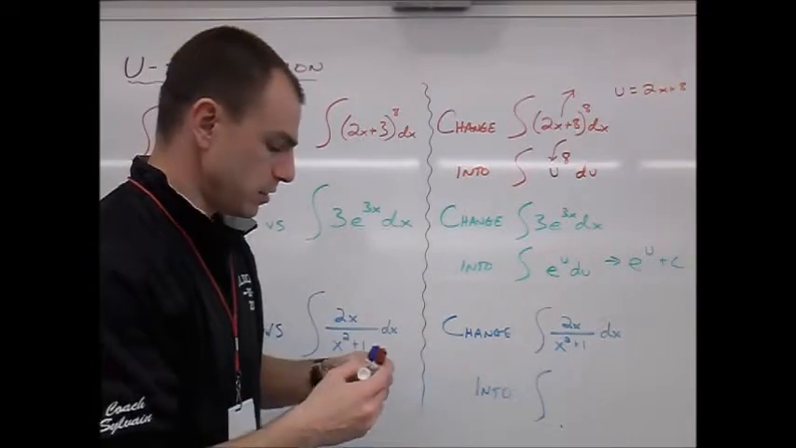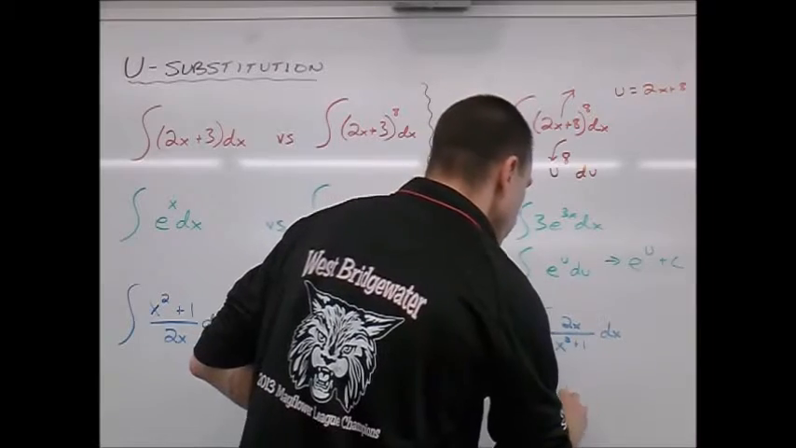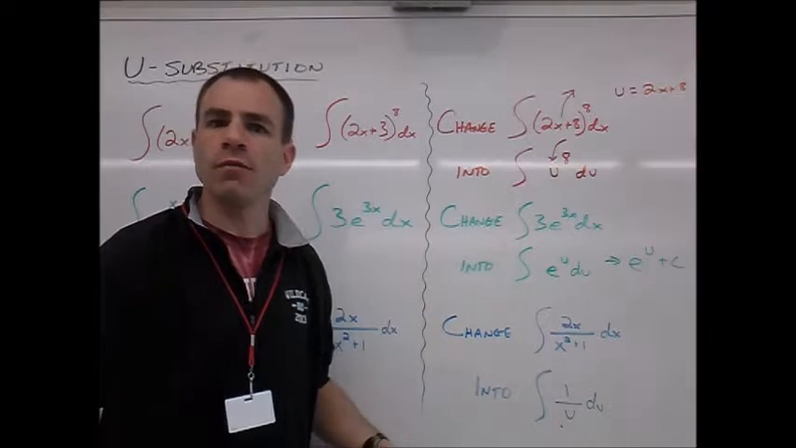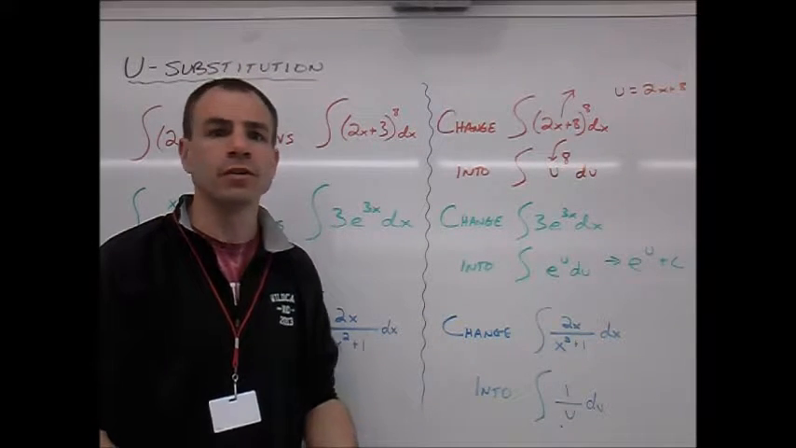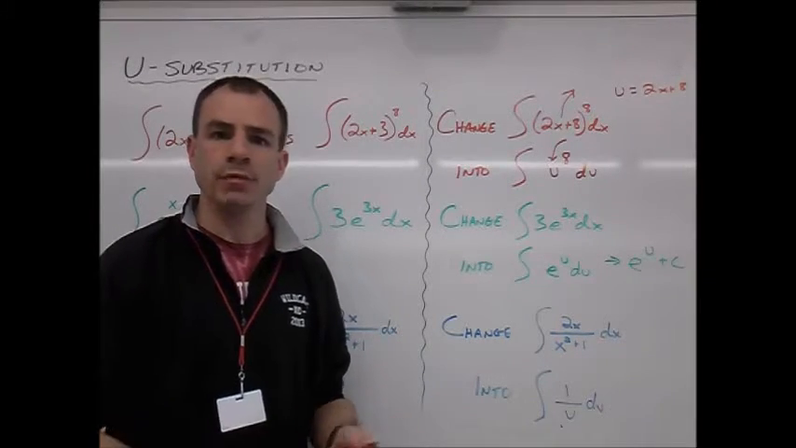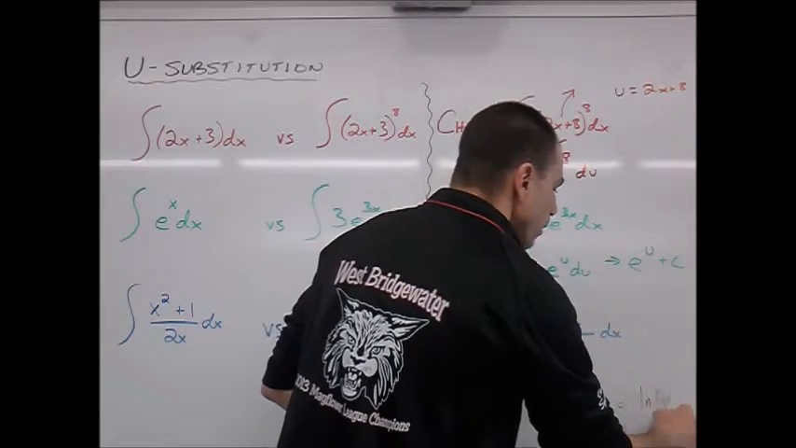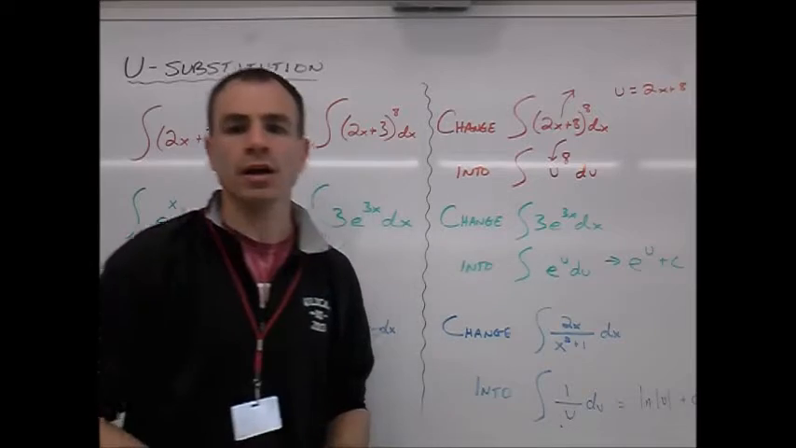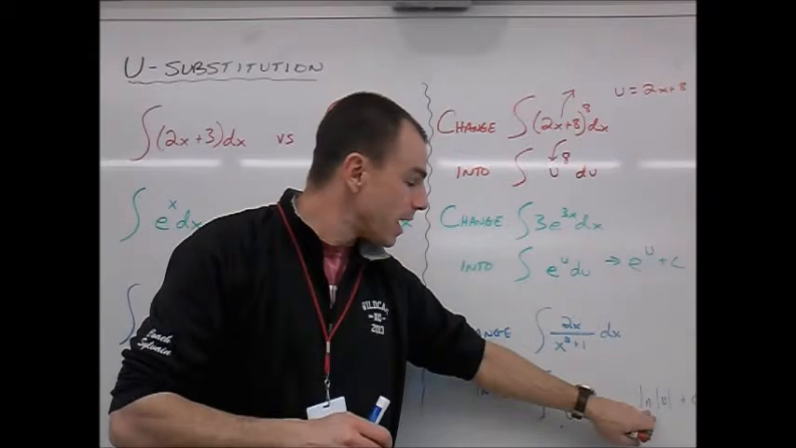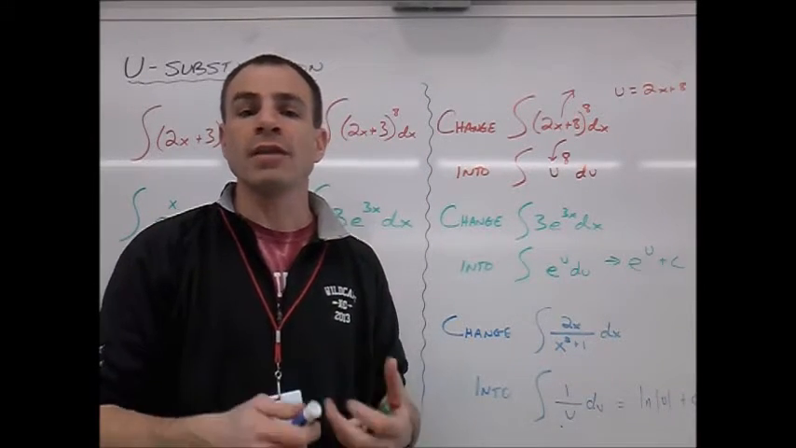Same thing right here. Let me change markers to blue. What if we could turn this into 1 over u du? The antiderivative of 1 over u is going to work a lot like the antiderivative of 1 over x. What's the antiderivative of 1 over x? Yeah, it's going to be the natural log of the absolute value of x. So this is an antiderivative that we can do as well, except it'll be the natural log of the absolute value of u plus c. So that's where we're going with all this.